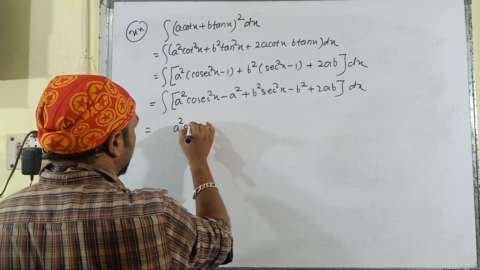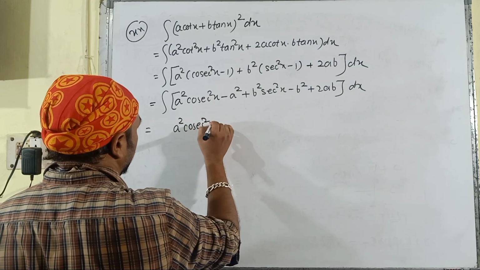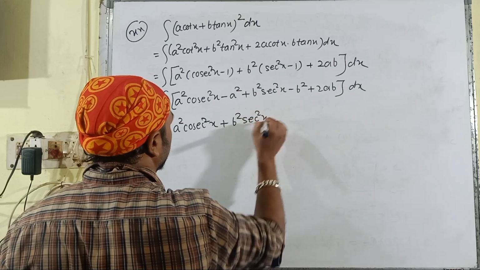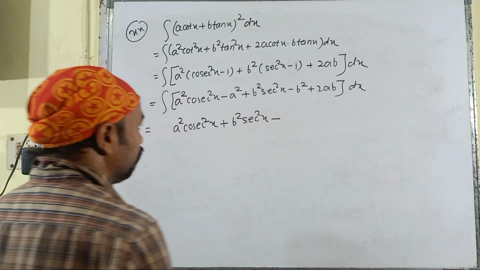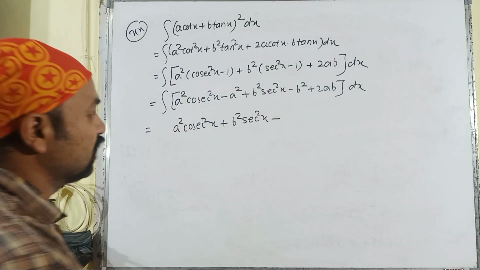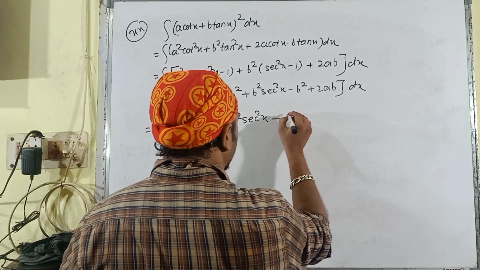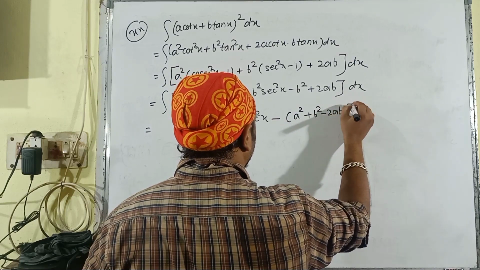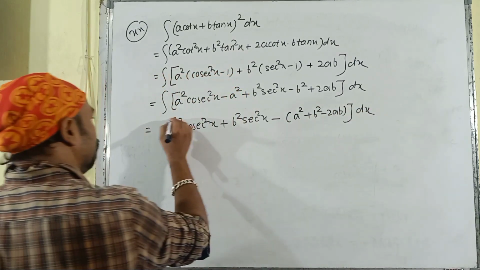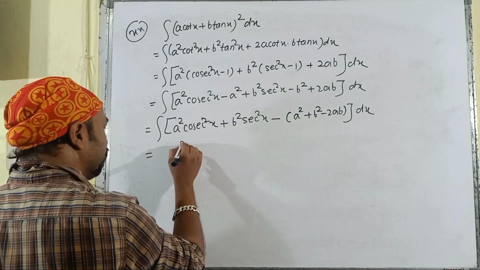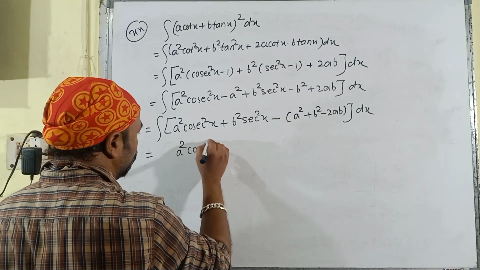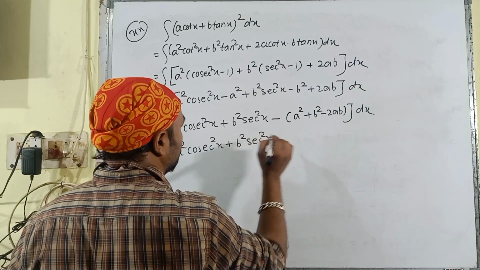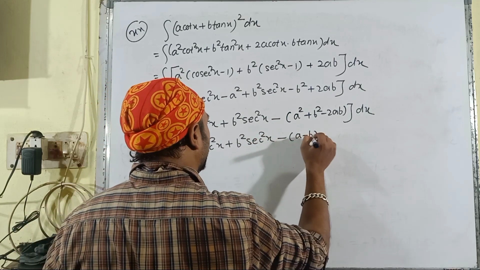Then it is a square cosec square x plus b square sec square x. Taking a negative sign common from all of the constants present in the above line, we have minus a square plus b square minus 2ab. Simplifying the above step, we have a square cosec square x plus b square sec square x minus whole square of a minus b.